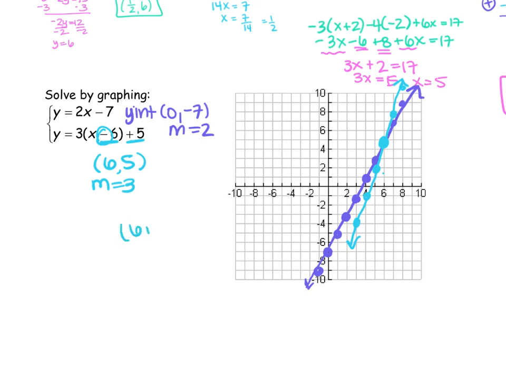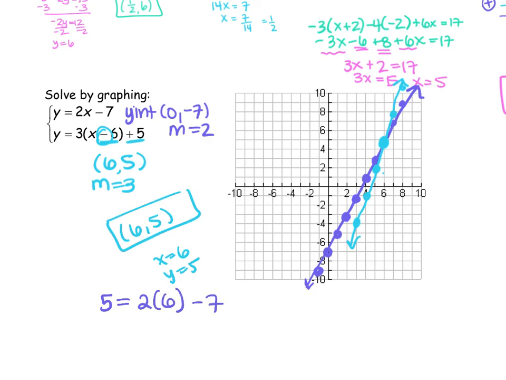So the solution to this system is the point (6, 5). x equals 6, y equals 5. And so I know that point is on the second line because I just plotted it. That's the point that I saw algebraically from the equation. If I check this just by plugging into the first equation, 5 is equal to 2 times x, which is 6, minus 7. 5 is equal to 12 minus 7. 5 is in fact equal to 5.